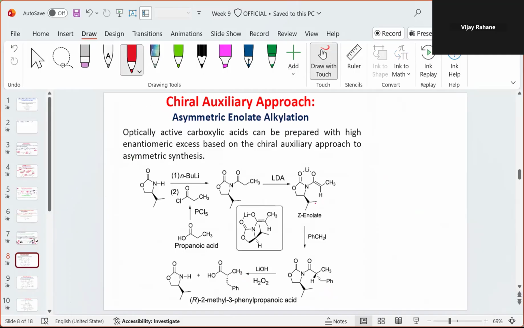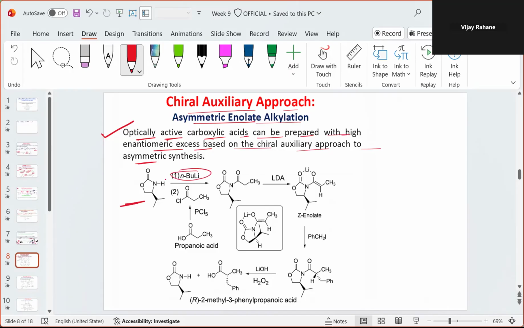If you look at some examples of this chiral auxiliary, let's say the chiral auxiliary approach, asymmetric enolate alkylation. Enolate alkylation we already know, so I don't think we really need to discuss that one. We see the asymmetric version of that by using this. Optically active carboxylic acid can be prepared with high enantiomeric excess based on the chiral auxiliary approach to asymmetric synthesis. So this is the chiral auxiliary we have.